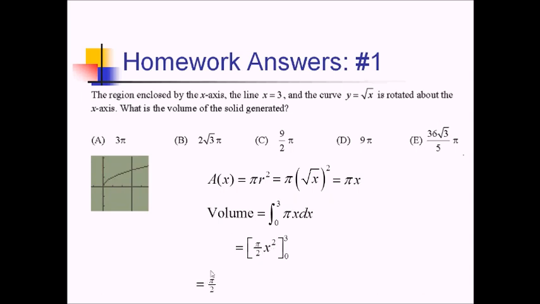We have a pi over 2 that I'm going to take out, and then I'll plug things in inside here. So we have 3 squared minus 0 squared. So this is pi over 2 times 9, which is 9 pi over 2. And then we also have this 0 here that we don't really care about because you're just multiplying pi over 2 times 0. So 9 over 2 pi then ends up being our answer, choice C.